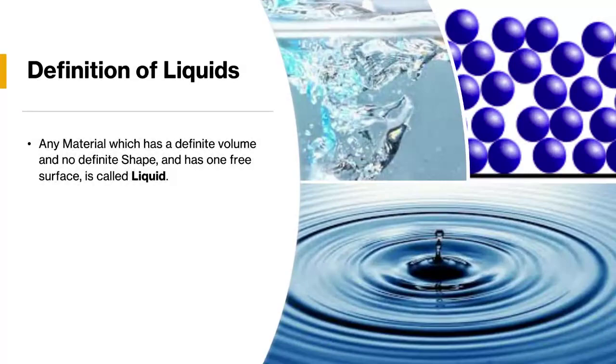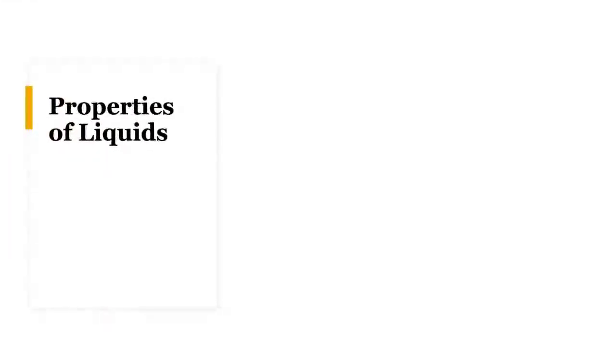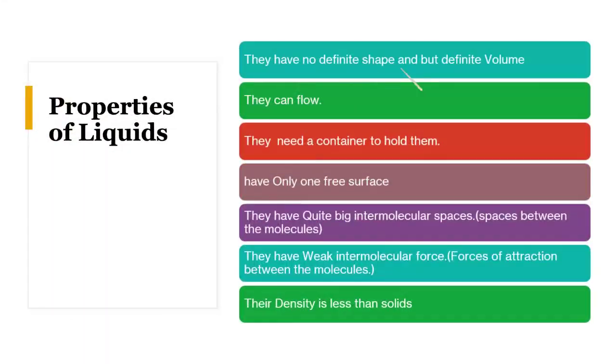Definition of liquids: any material which has definite volume and no definite shape and has one free surface is called liquid. For example, water has a definite volume but no definite shape, and it has one free surface, which is the top side. Properties of liquids: they have no definite shape but a definite volume.